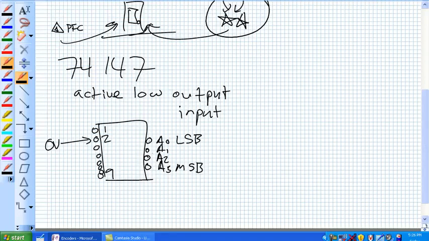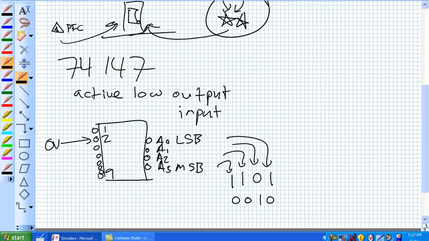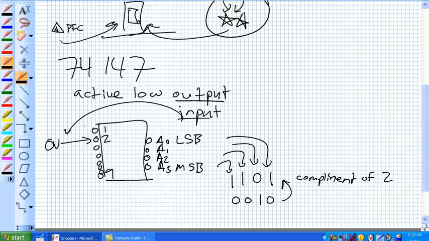Since these are active low outputs, let's swing them down here so they make a little more sense. What's the output going to be? Well, it's 1, 1, 0, 1, which is the complement of 2, because ordinarily 2 looks like 0, 0, 1, 0 in a 4-bit binary world. What it's producing is the complement of 2 for its output. So: active low output, active low input, and the fact that it's got to get 0 volts.